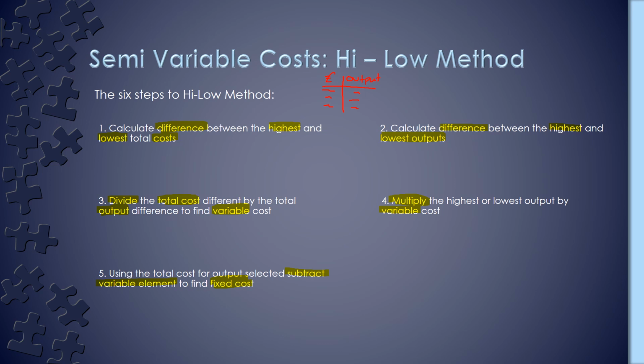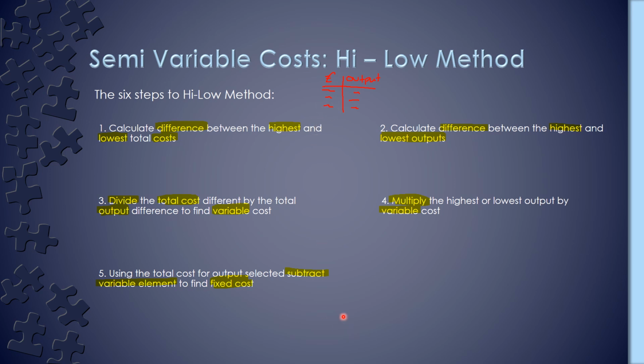So you multiplied it out here by your highest or lowest. So if you chose your highest output, stick with your highest output in step 5 and take away the variable cost from that total cost, and that gives you your fixed cost. And then when you add the fixed cost you found in step 5 to the variable cost that you found in step 4, you should then equal your total cost that you were given in your question.